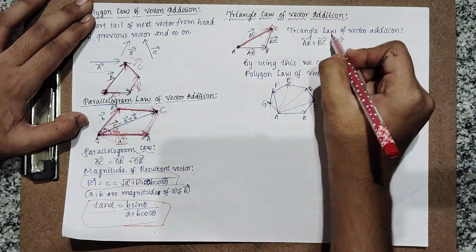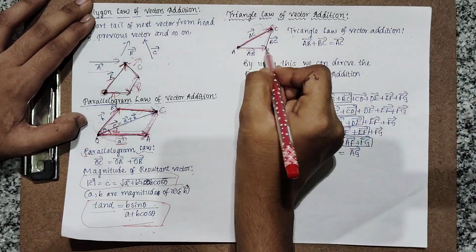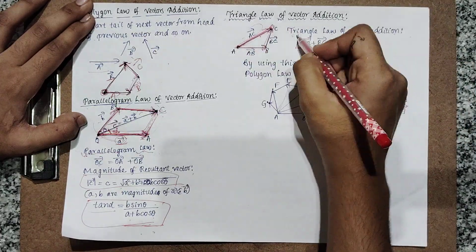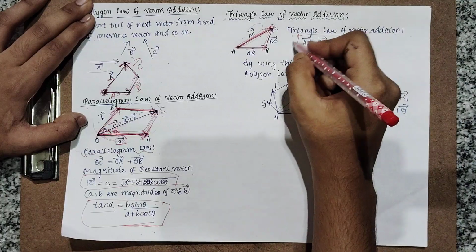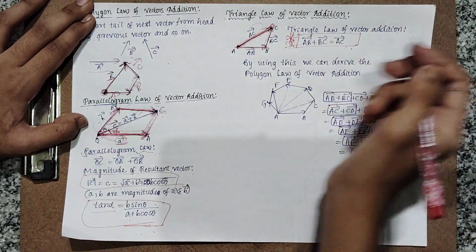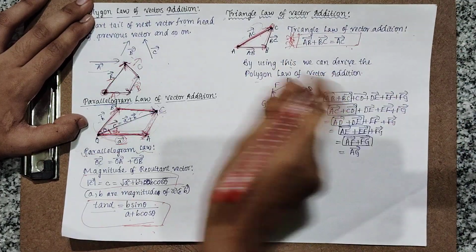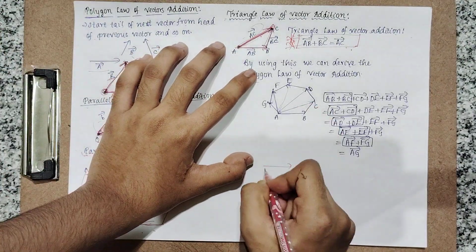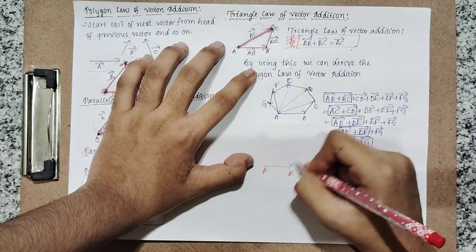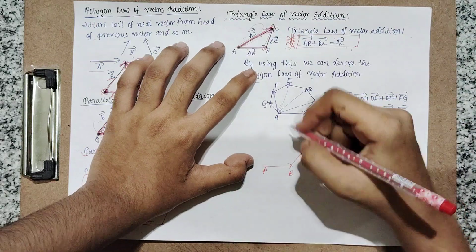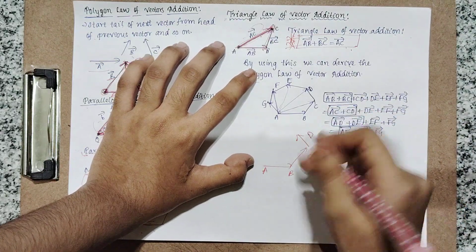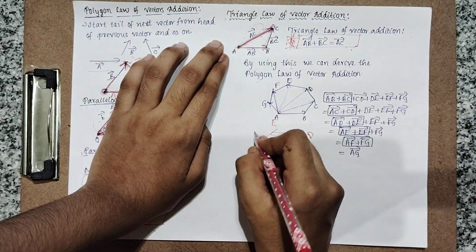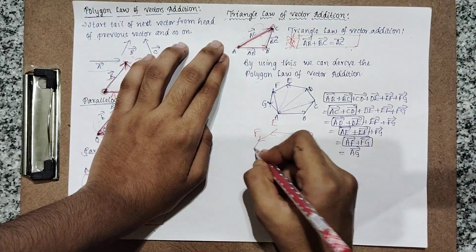Now, according to the triangle law of vector addition, AB bar plus BC bar is equal to its resultant, that is AC bar. It is a very important formula to remember. By using this, we can derive the polygon law of vector addition. So, let us suppose a vector AB bar, this is your BC bar, this is your CD bar, this is your DE bar, this is your EF bar, and this is your FG bar.